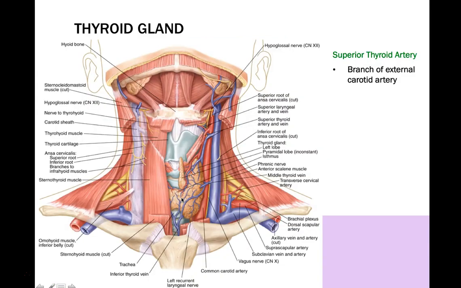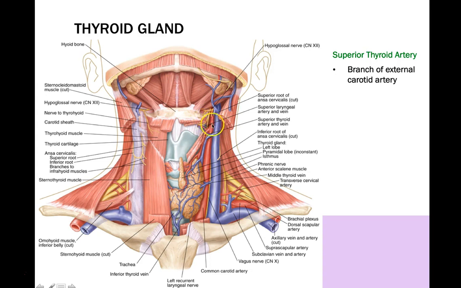Now we also have the superior thyroid artery that we need to know on the thyroid gland. So that is going to branch off of this external carotid artery. Remember, down here off of the aorta, we would have the common carotid artery, and that would split, at about the level of the superior border of the thyroid cartilage, into the external carotid artery and the internal carotid artery.